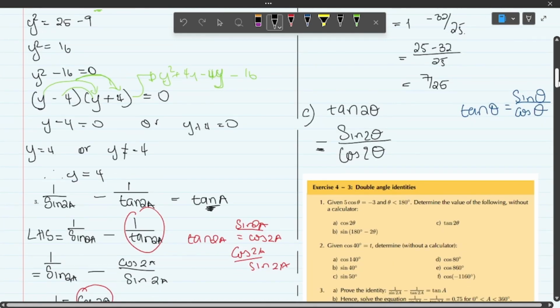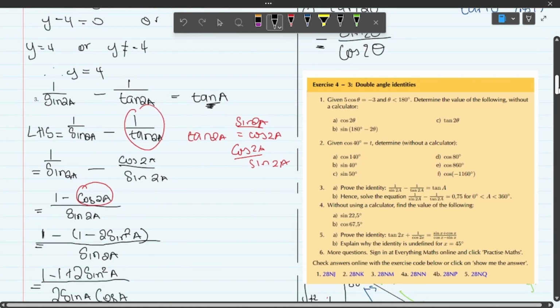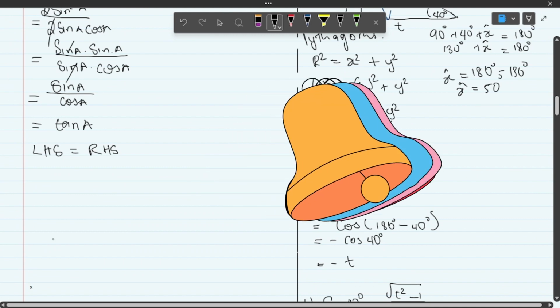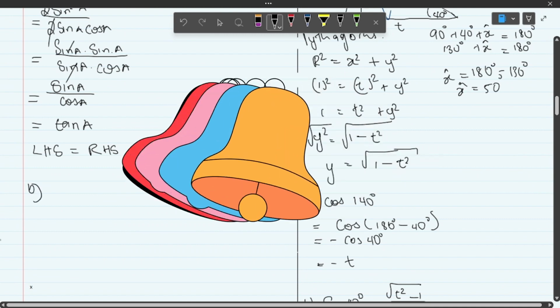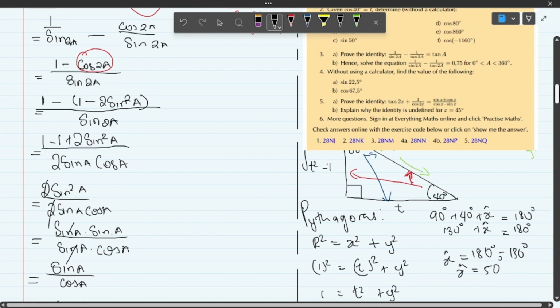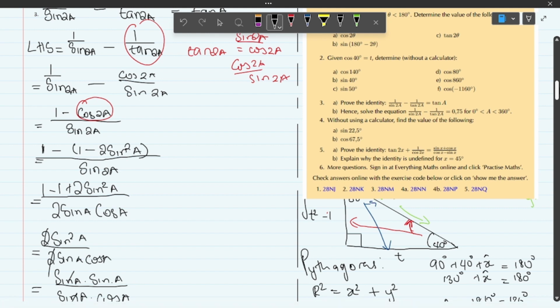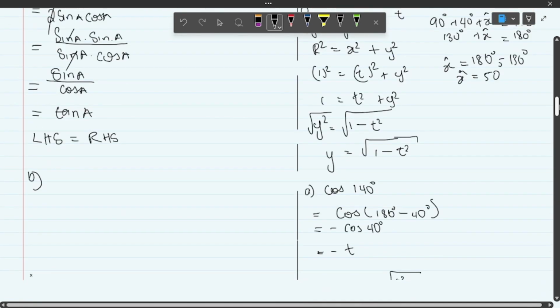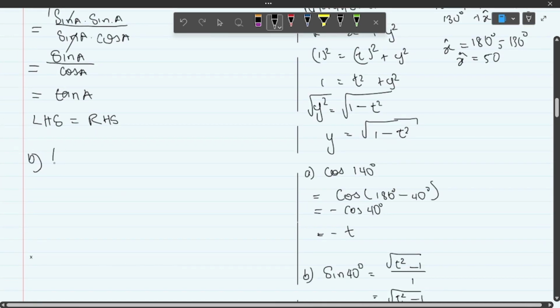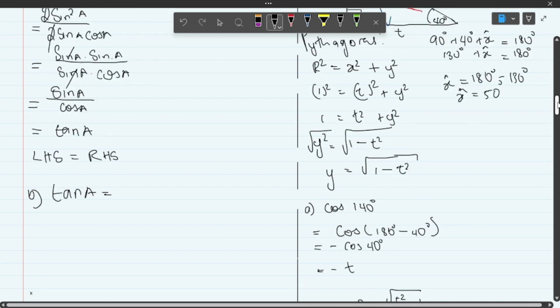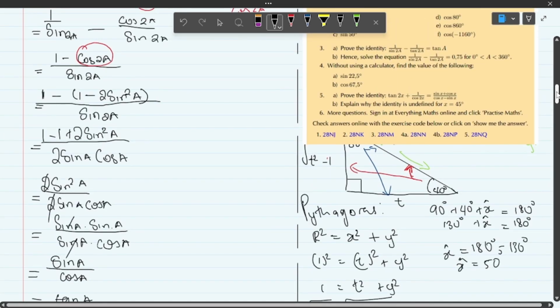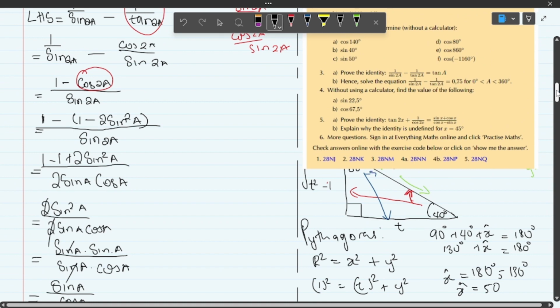yabo. So guys, let's move to question number 2. Number B uthini? So number B uthini, hence solve the equation 1 over sine 2a minus 1 over tan a. So it's about tan a is equals to what? So it's equals to what? Upper equation which is equal to 0.75.